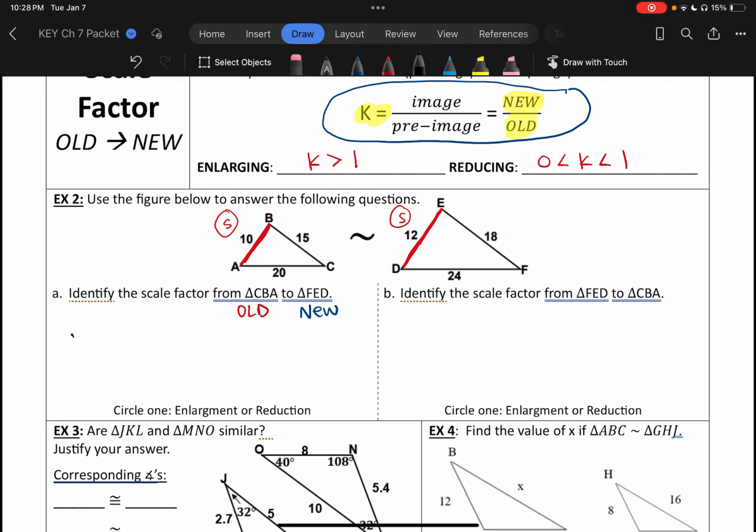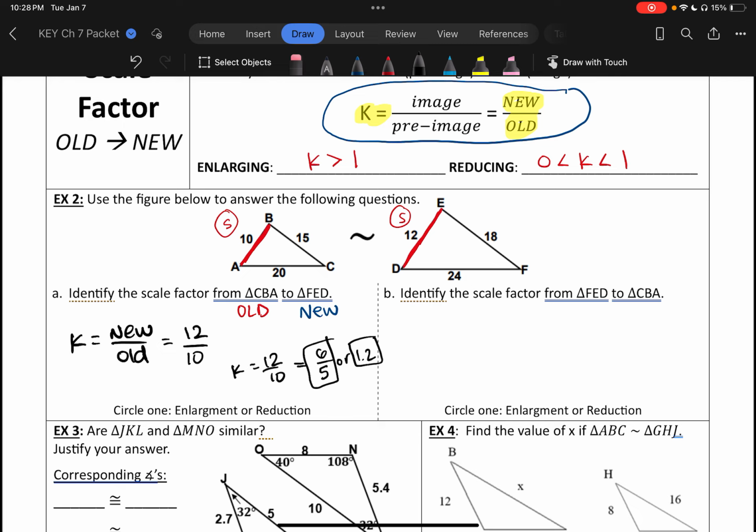And so now our job is to just find the scale factor. If I want to find the scale factor, remember scale factor is found by taking new divided by old. Well, in these corresponding sides here, my new would be coming from triangle FED. So it's going to be 12 over the old, which is triangle CBA, which would be 10. So my scale factor here is 12 over 10, which we now need to determine, well, is that scale factor an enlargement or a reduction? Scale factor of 12 over 10 can be simplified to 6 over 5 or 1.2.